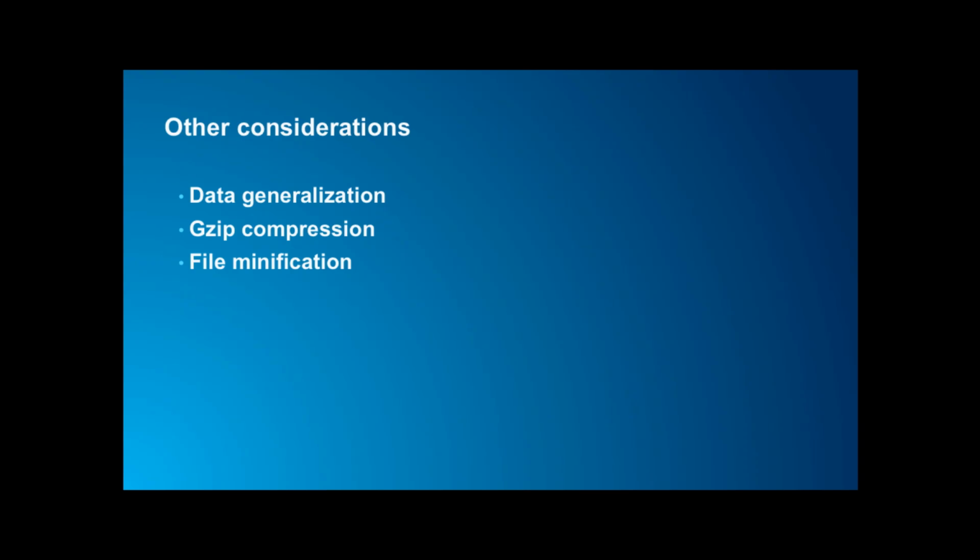Gzip compression is something that you can enable at your web server tier. That helps compress the files on the server end and send them to the client. The browsers can then decompress that. And just like the file minification Rene talked about, you can do that with assets as well.